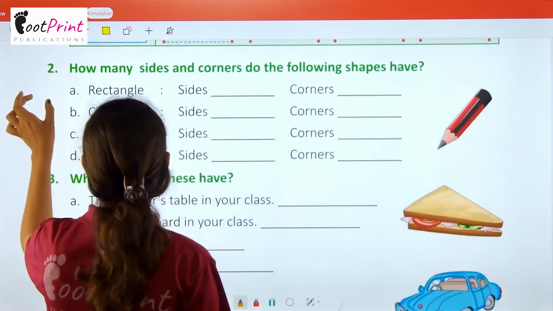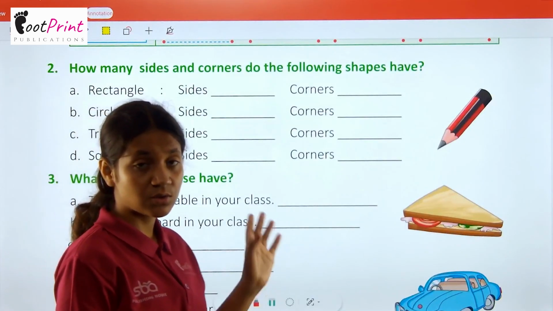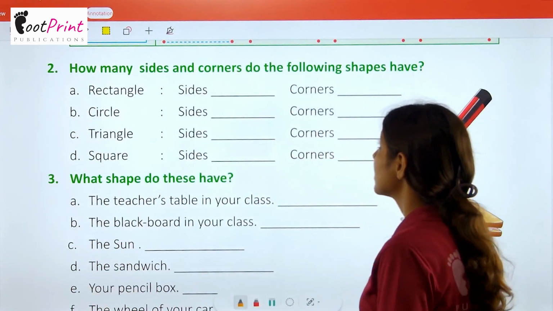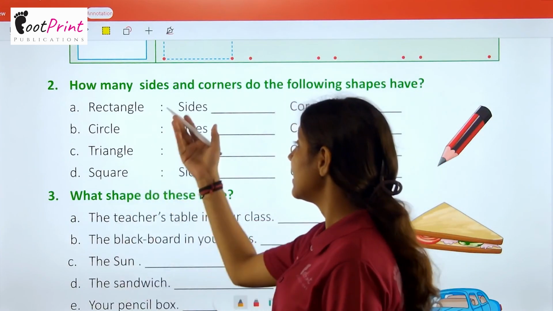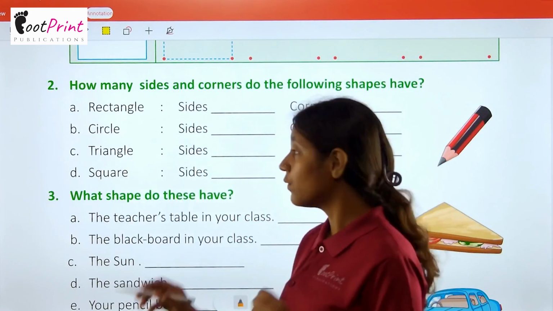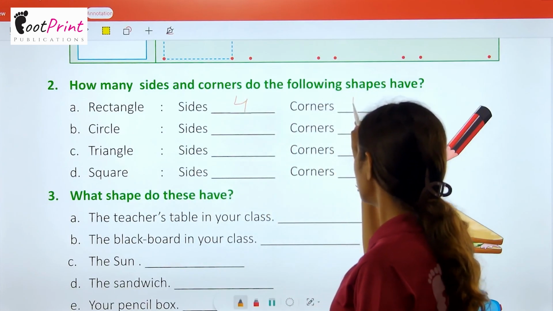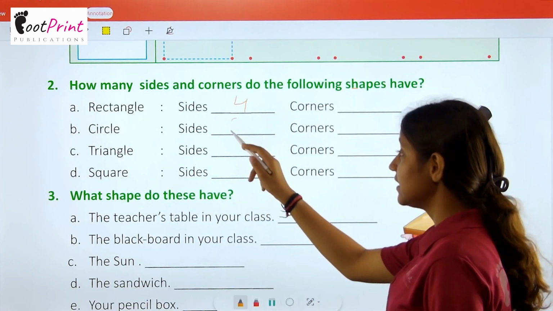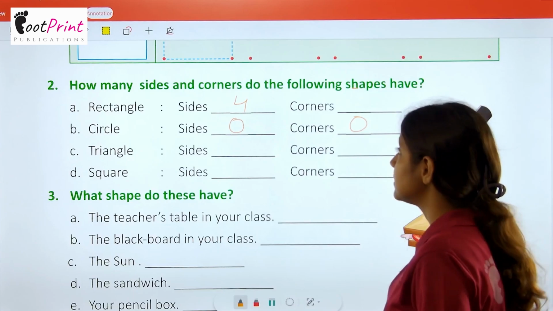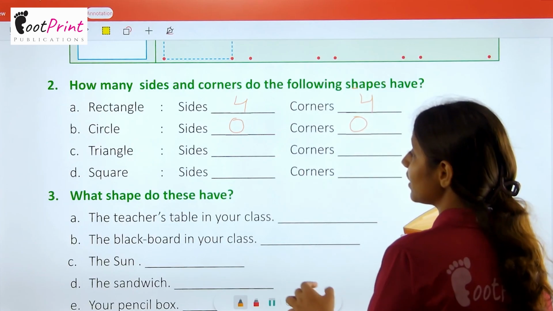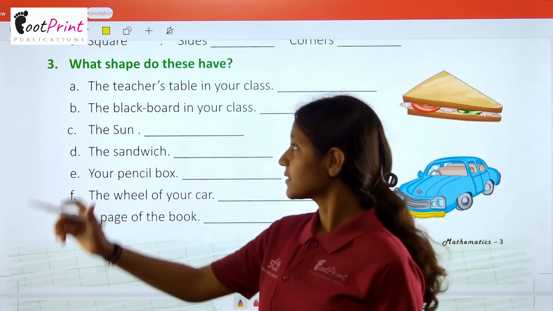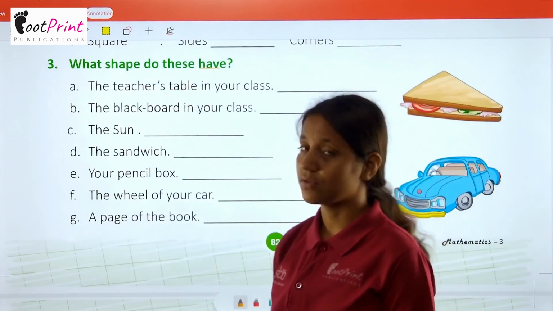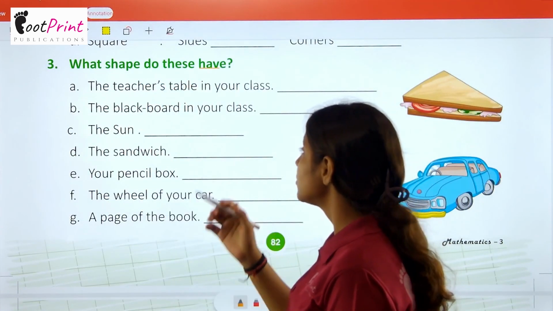Now we have question number 2. How many sides and corners do the following have? So, first is rectangle. Rectangle has 4 sides and 4 corners. Circle has 0 sides and corners भी 0. In a similar manner, we can do this exercise. Now we have question number 3 also in this exercise, that is what shape do these have? So first is the teacher table in your class.